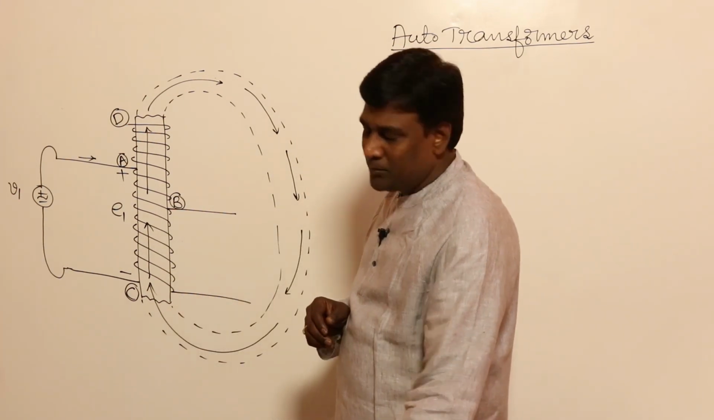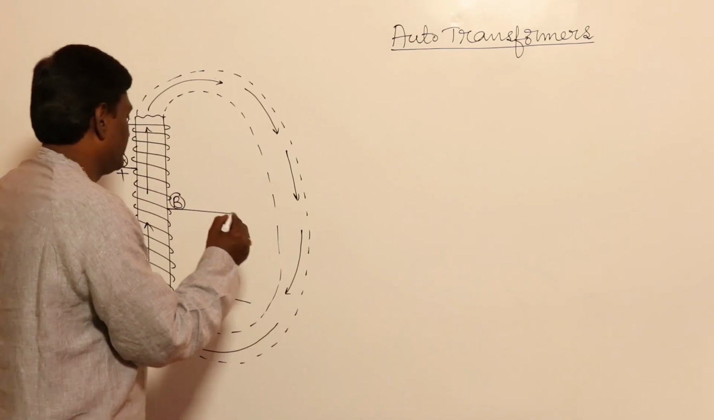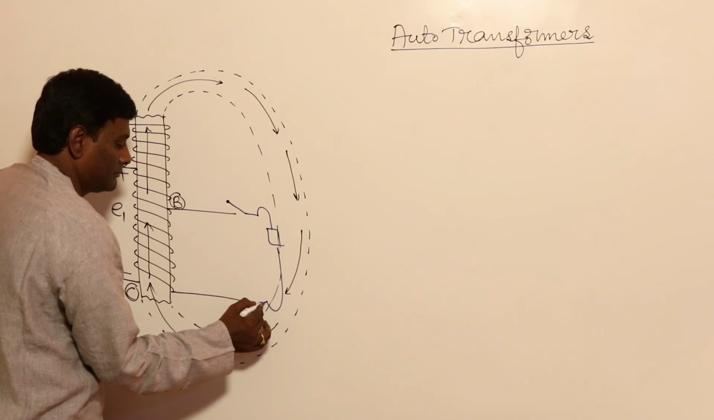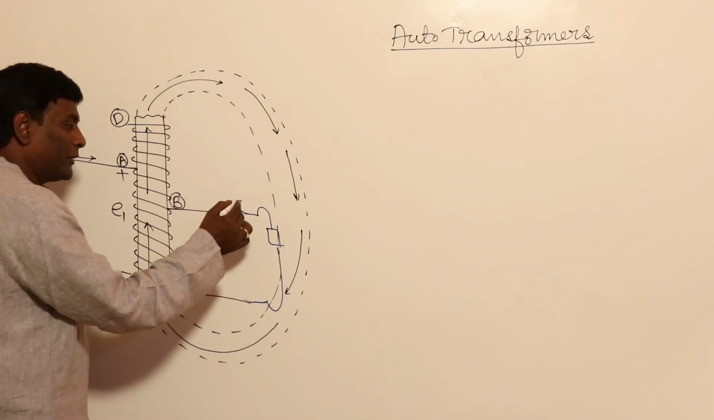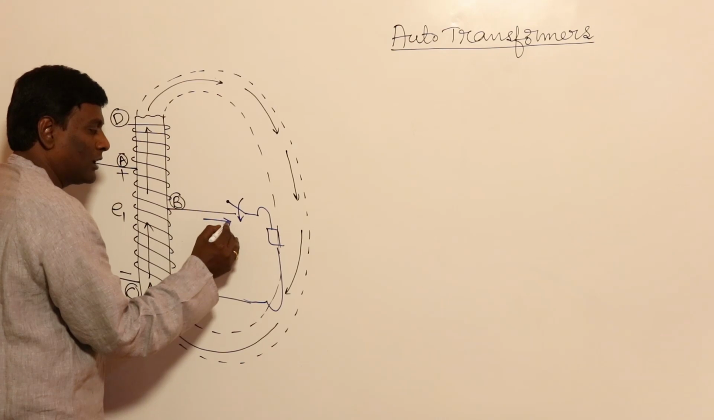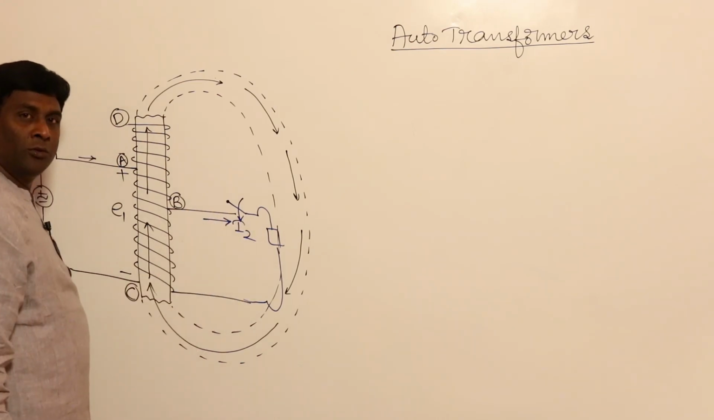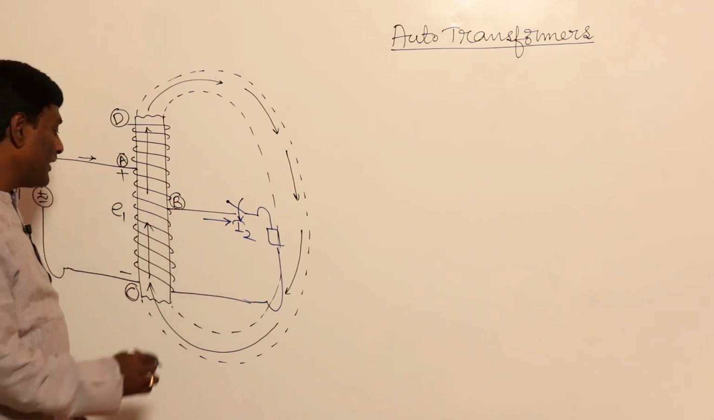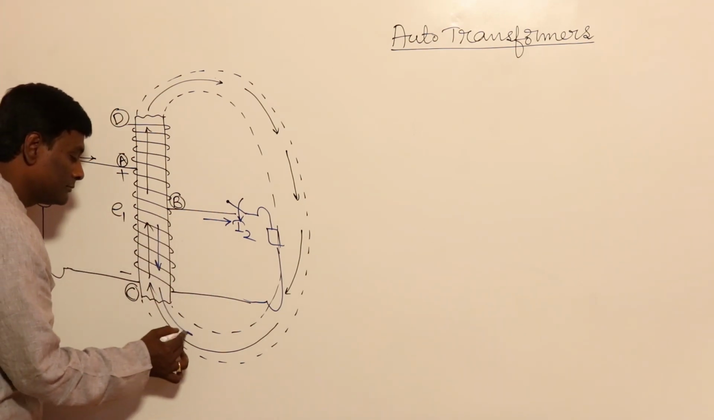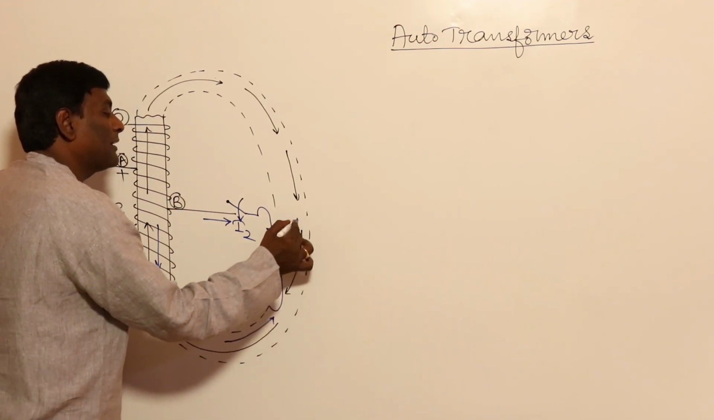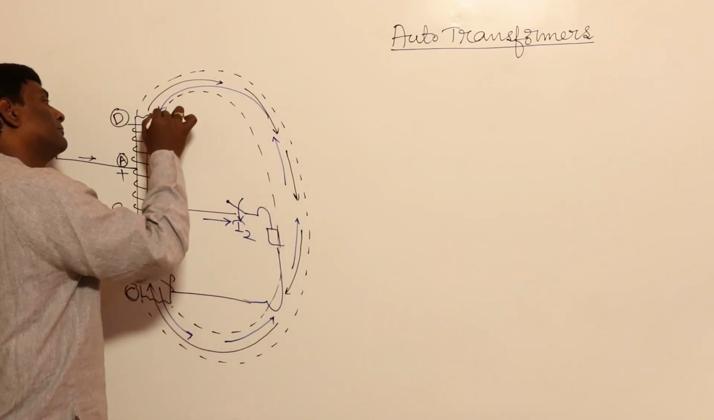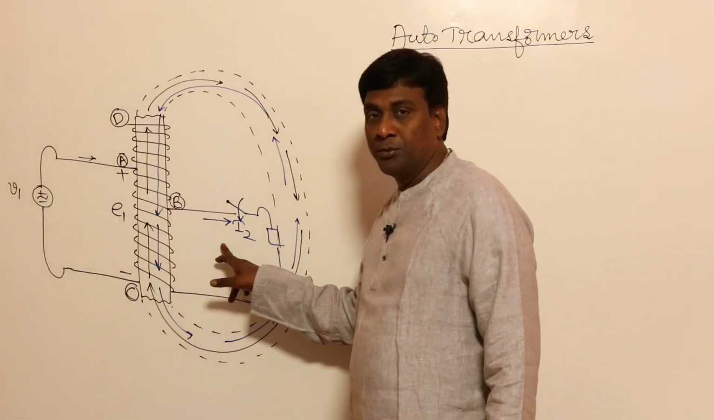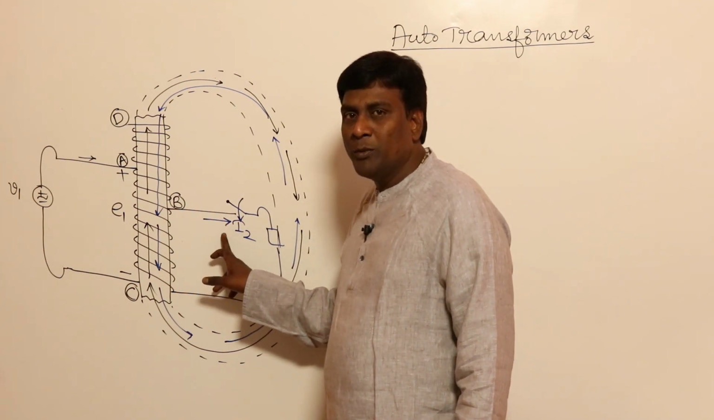Now, for example, if I connect a load here and close the switch, some current will flow or not? Yes, I2 current will flow. Because of this I2, definitely some flux will come. That flux will try to change the net flux pattern or not? Yes. Because of the secondary current I2, whenever current is there, flux is automatically produced.